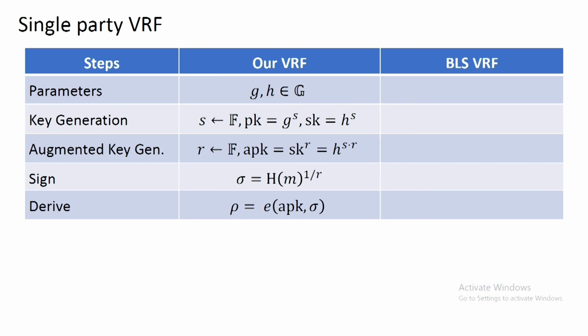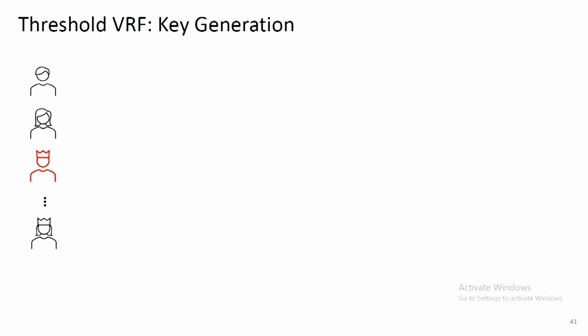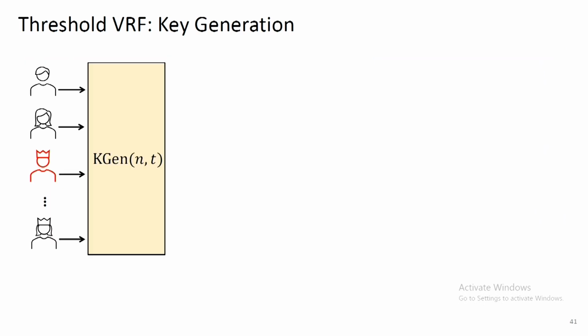Okay, so if you know the BLS VRF, our things look very similar. I won't go into the details, but we have this additional step where we are introducing an augmented key generation step that is not part of the original BLS scheme. Okay, so this is about single signer VRF. So the rest of the talk, I'll say how to get a threshold VRF and how to get a weighted VRF.